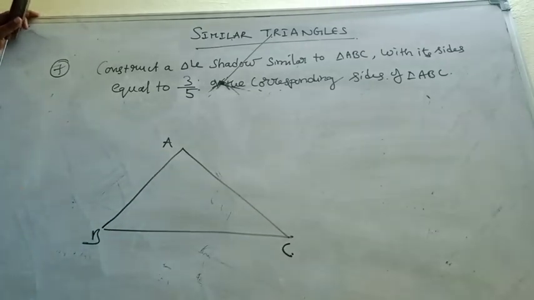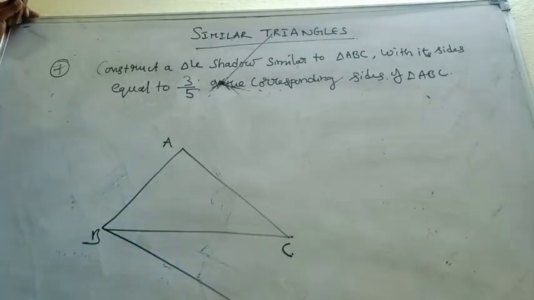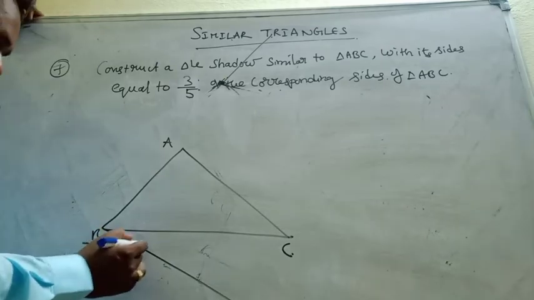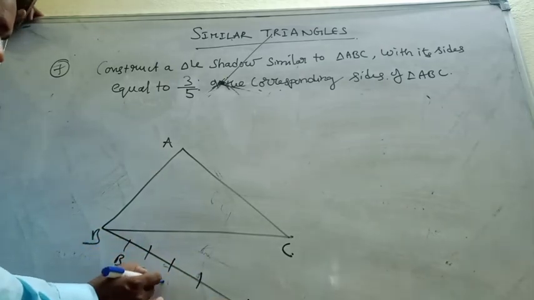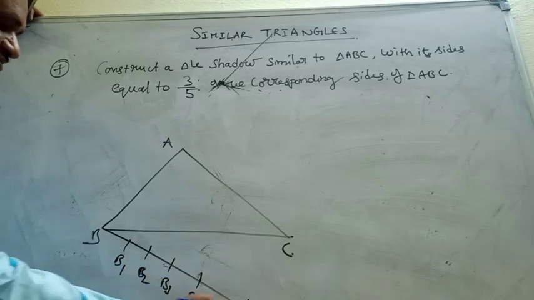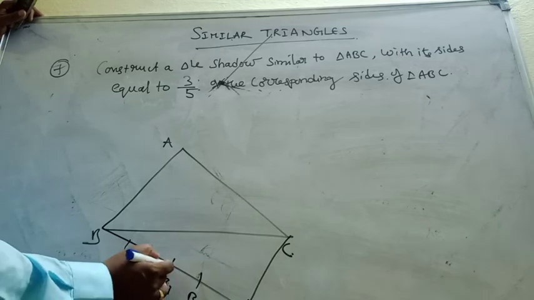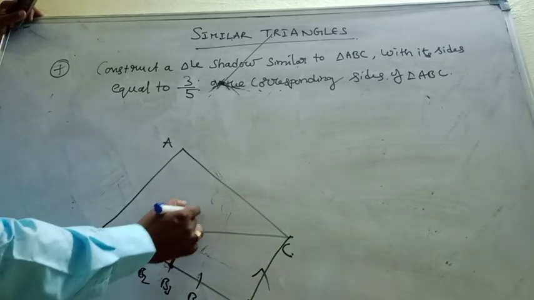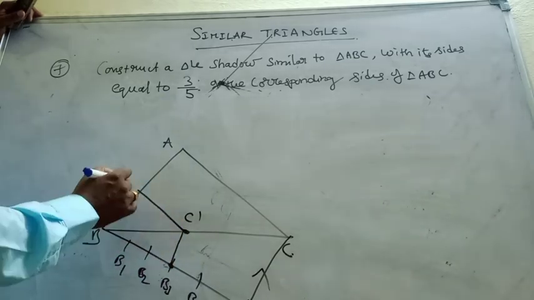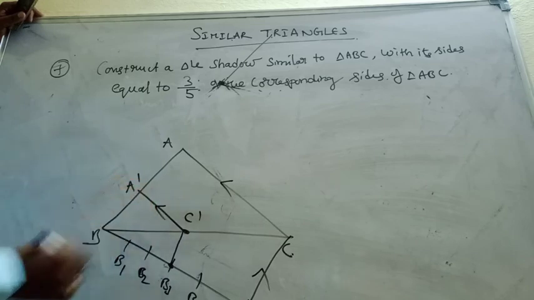How are we going to do this? Now you see, my dear students, you divide it into 5 equal parts like this. So you call these B1, B2, B3, B4, B5. Now you join B5C. Now you join B3 parallel to B5C, and you call it C'. Now you join A' like this, parallel to this, right?